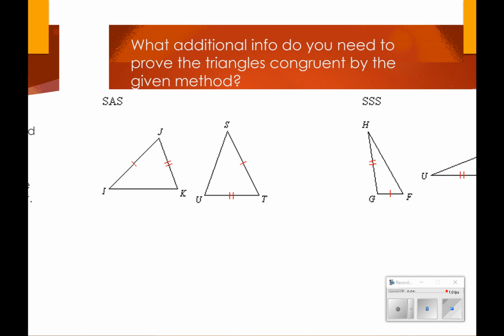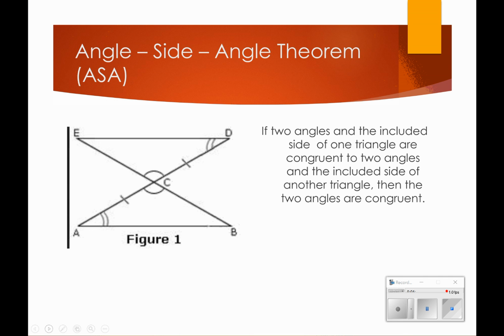Moving on. So we have this new theorem, angle side angle, and I changed the diagram a little bit. Maybe you can turn yours upside down. And basically it says that if two angles and the included side of one triangle are congruent to two angles and the included side of the other triangle, then the two triangles are congruent. So right now, we're given in this drawing that we have angle A congruent to angle D. So we have this here.